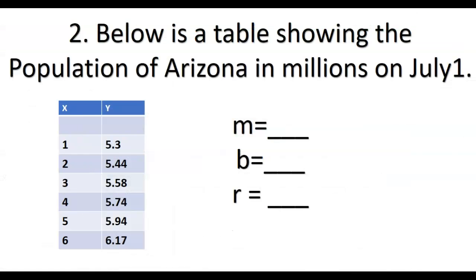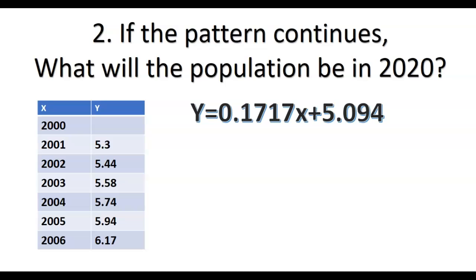The equation would be 0.61717x plus 5.094. I got those two numbers out of Desmos and wrote it down in an equation.